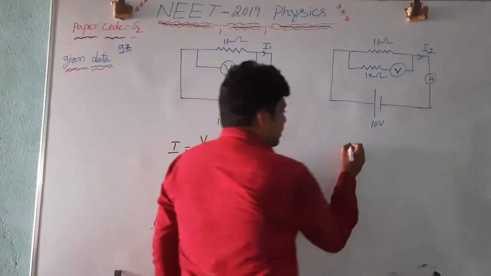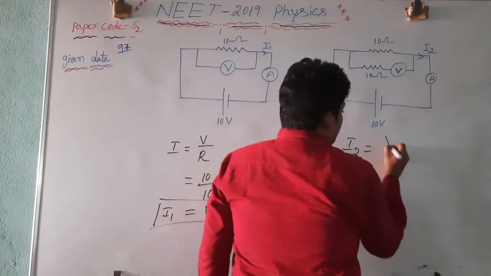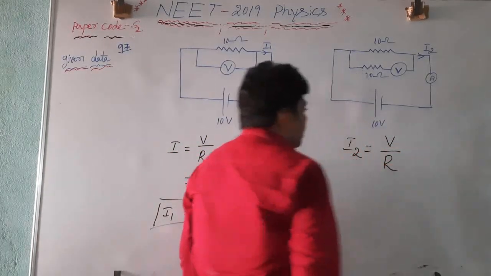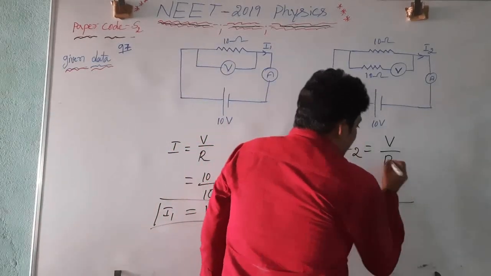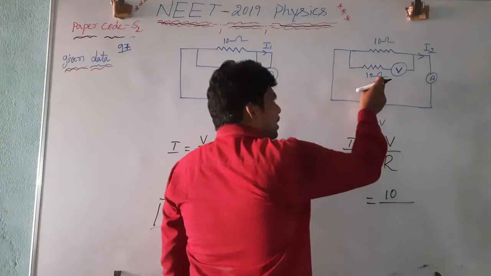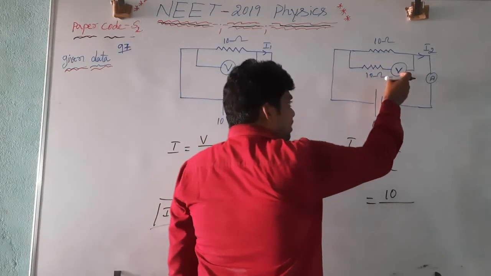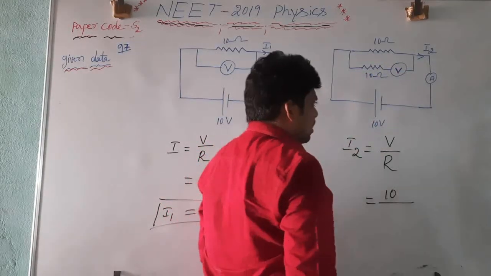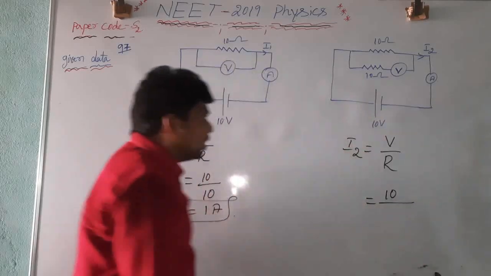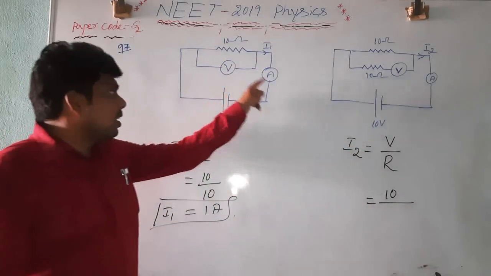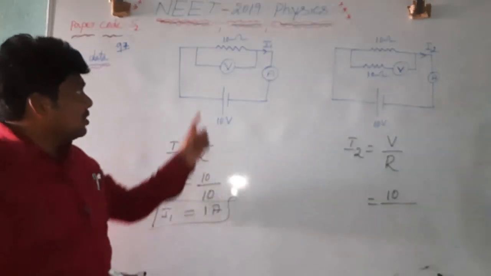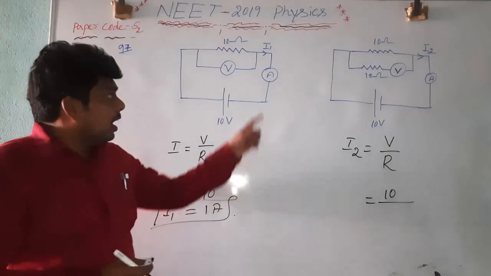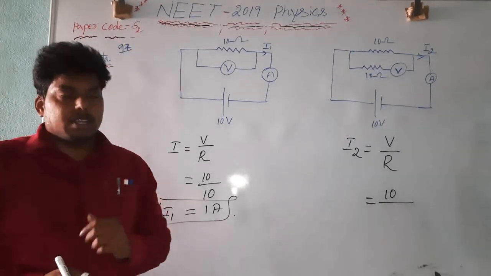we have to calculate the I2. I2 is equal to again V by R. Here V is 10 volt only. R is what? Here 10 ohm is connected with the voltmeter in series. We should remember in the two cases, whatever the voltmeter or ammeter they have given, they are ideal. Ideal voltmeter means which has infinite resistance. Ideal ammeter means which has zero resistance.